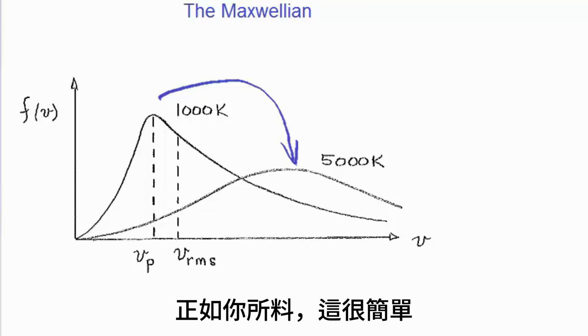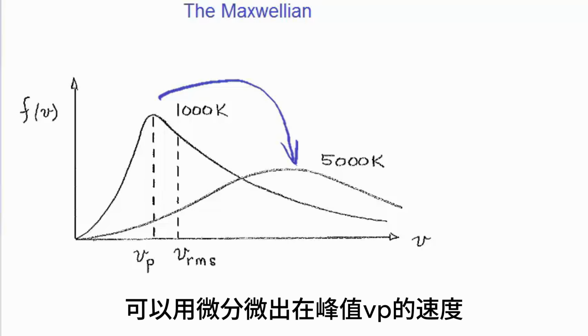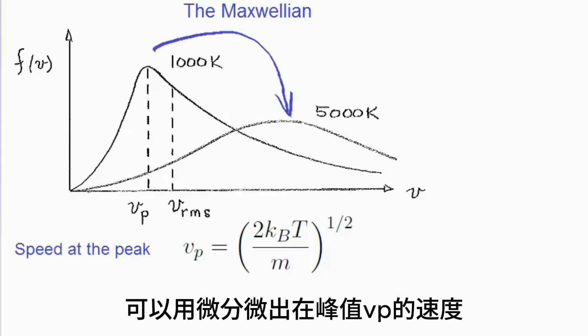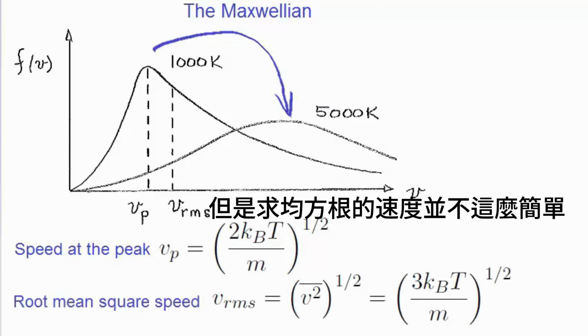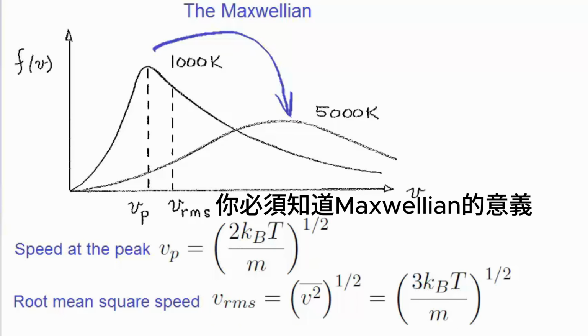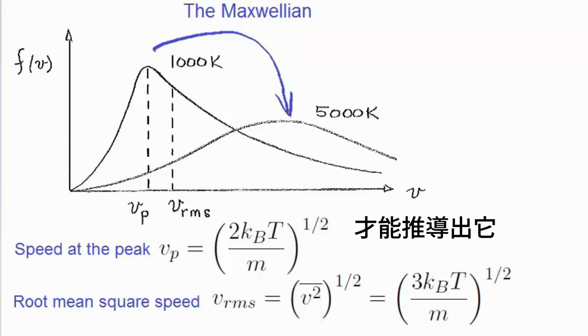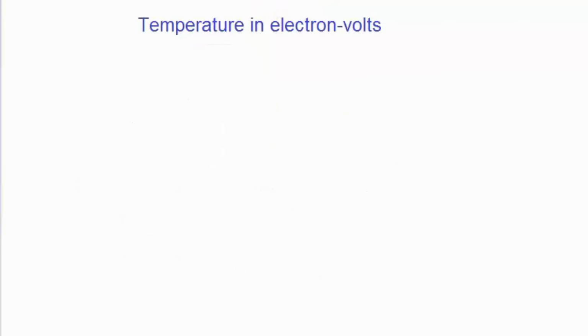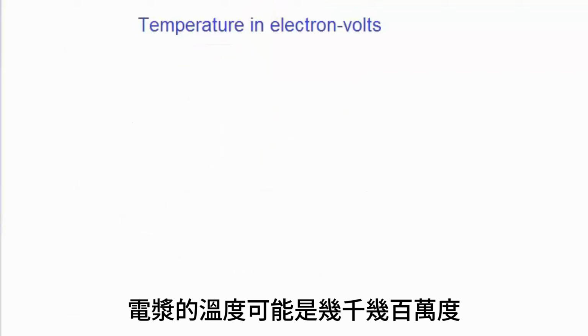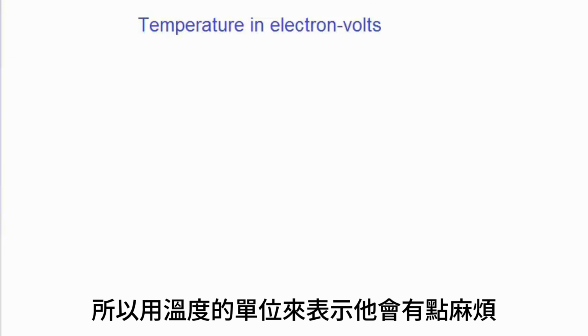It should be straightforward using calculus to obtain the speed at the peak, v_p. However, the average of the squares of the speeds, known as root mean square speed, is not so straightforward. You need to know more about the meaning of the Maxwellian in order to derive the expression for the root mean squared speed. Plasmas can have temperatures in the thousands and millions of degrees, so it becomes inconvenient to keep talking about the temperatures in those units.